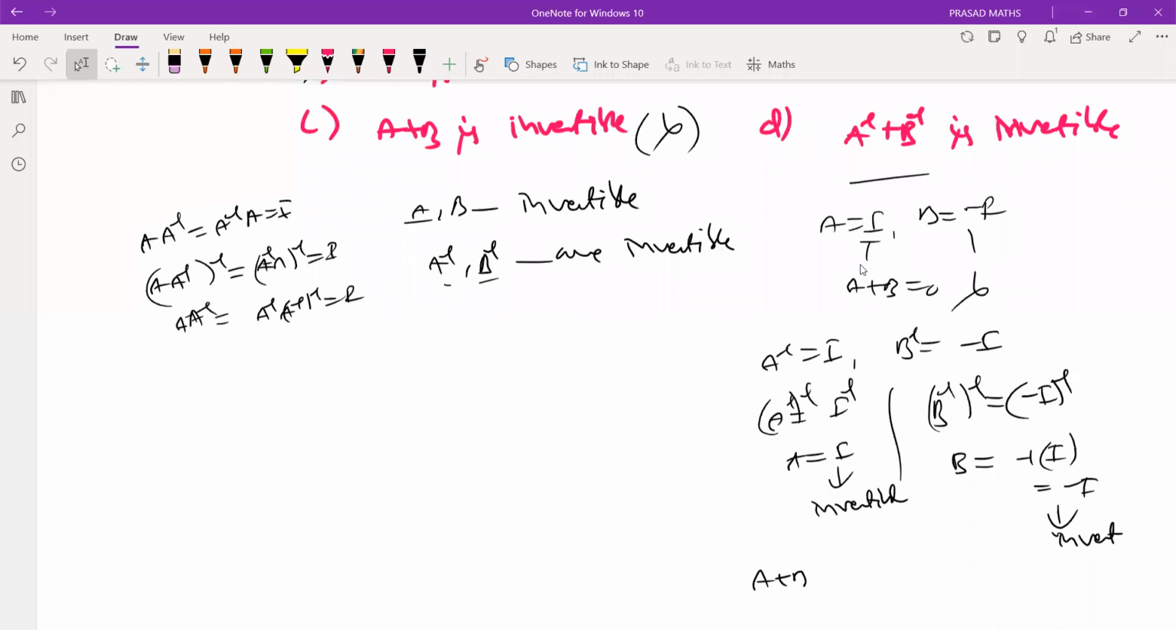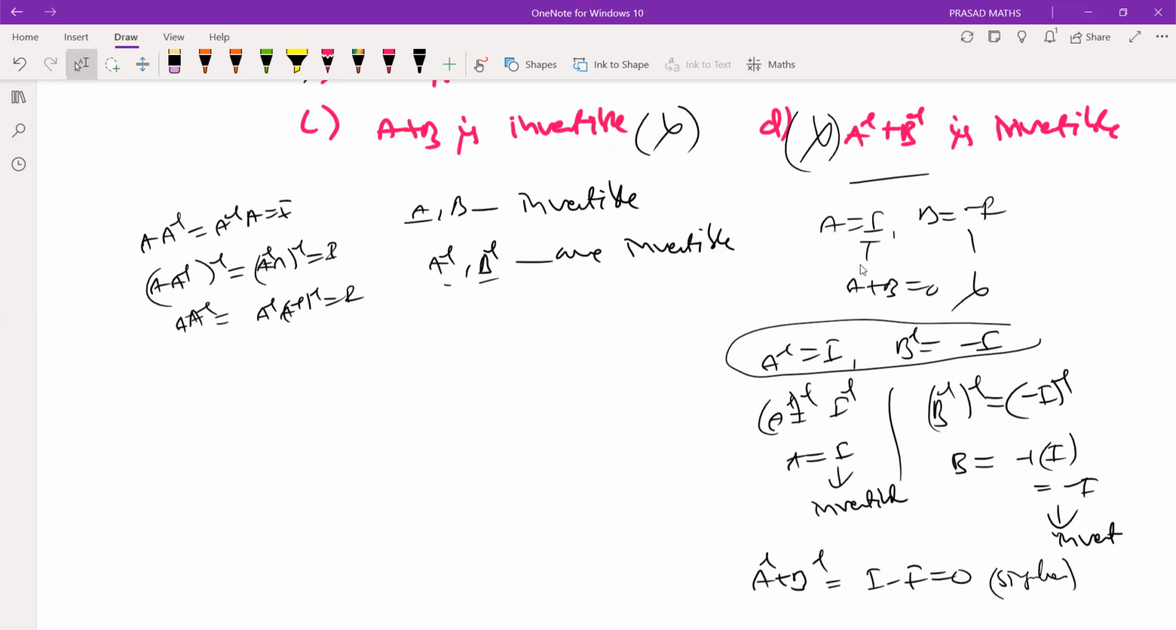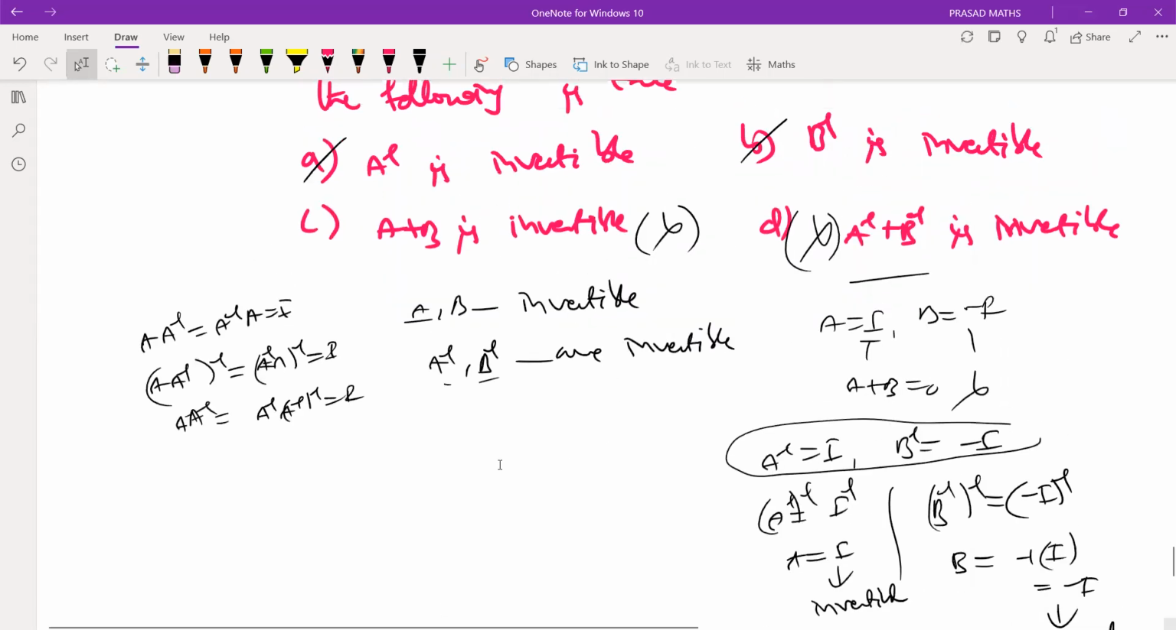What about A plus B? What about A inverse plus B inverse? I have taken A inverse as I and B inverse as minus I. Therefore, I minus I is 0. It is singular, therefore not invertible. So that option is also okay. Is it right? Is it okay?